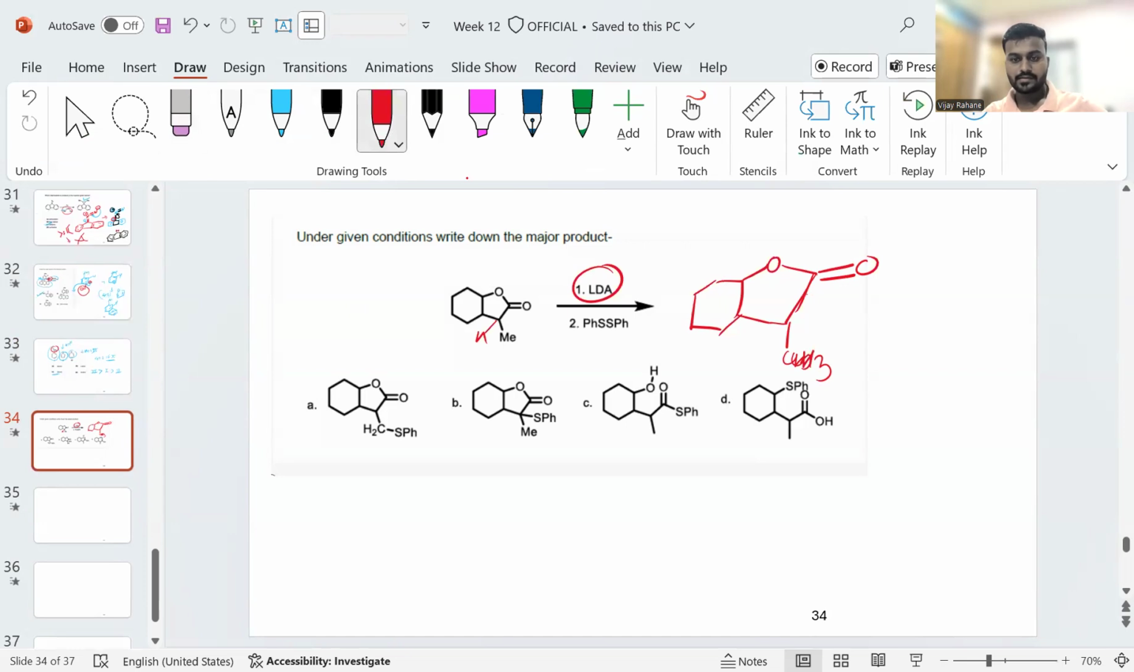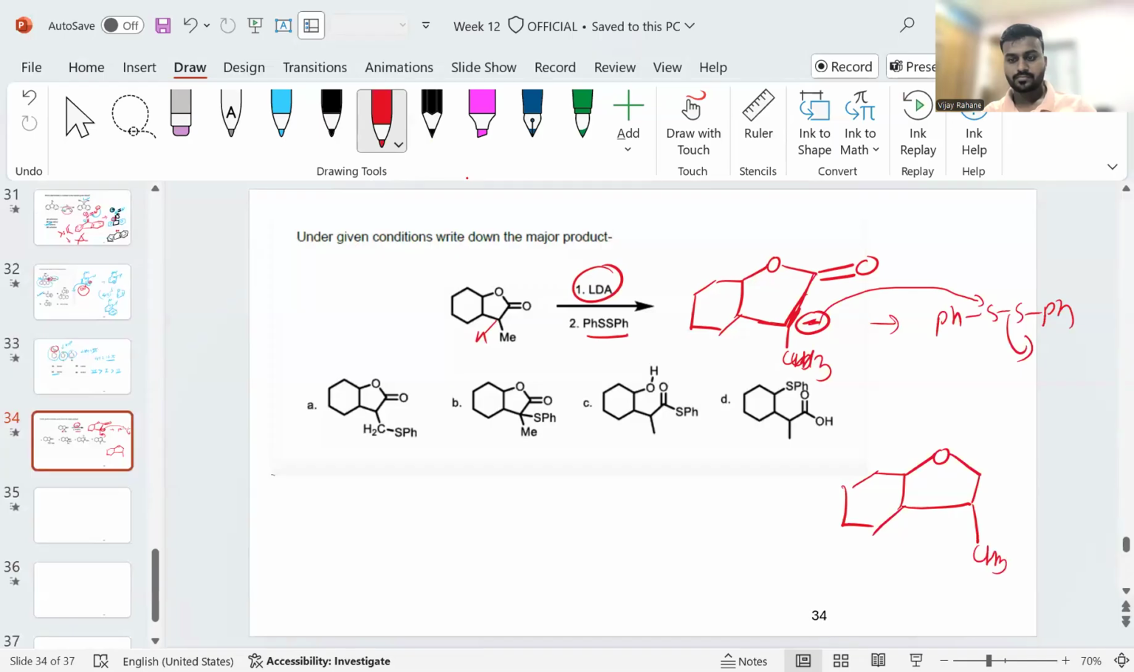Right, so this anion at this position will form, negatively charged because of this strong LDA base. Now we have the PhSSPh. So what will happen? So this negative charge can now attack either the sulfur and remove this one. This is what it forms.